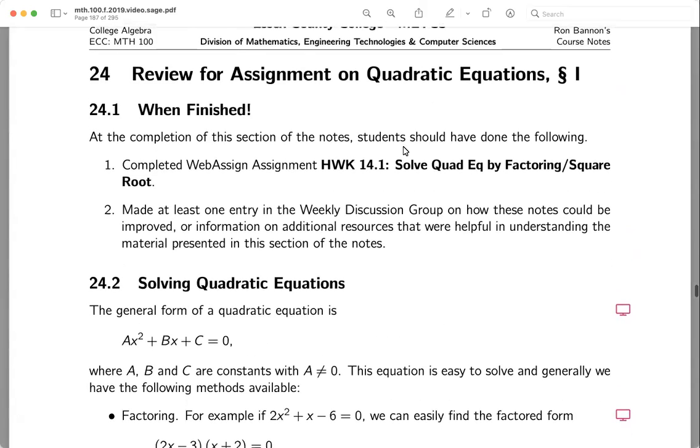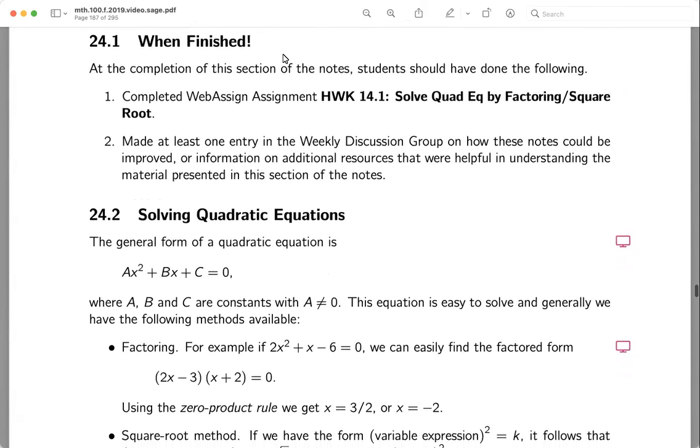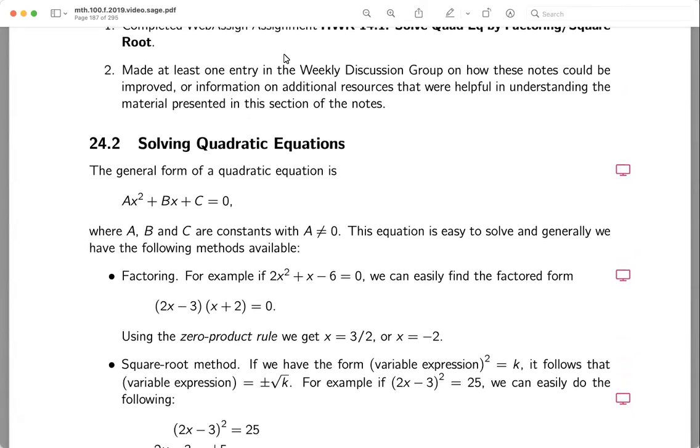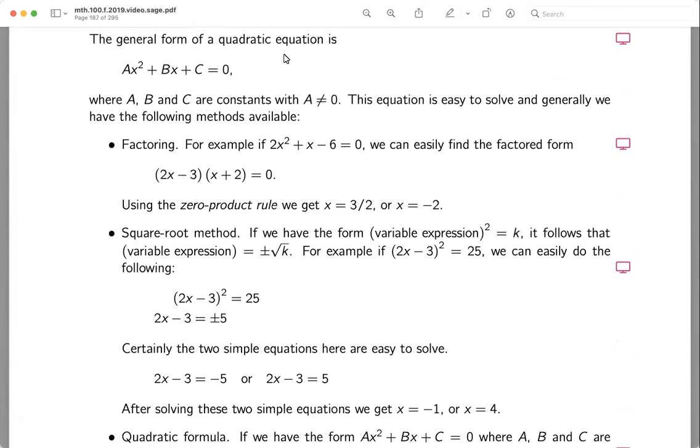Okay, we're in section 24. It's basically solving a quadratic equation. And typically we're going to start with what we know best, which is using the zero product rule. There's other ways of doing it though. And I want to point out that the other ways of doing it, there's going to be what's called the square root method. Certainly we described that in lecture to you.